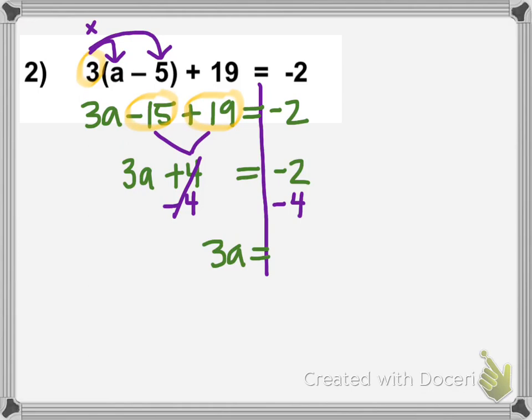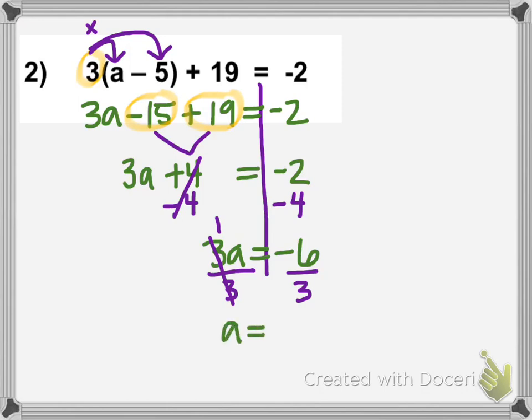And combined with a negative 4, together that makes negative 6. The very last thing is whenever we have a coefficient in front of our variable, we're going to divide both sides by it. So we're going to divide both sides by that 3. 3 divided by 3 is 1. 1 times a is 1a, or just a.